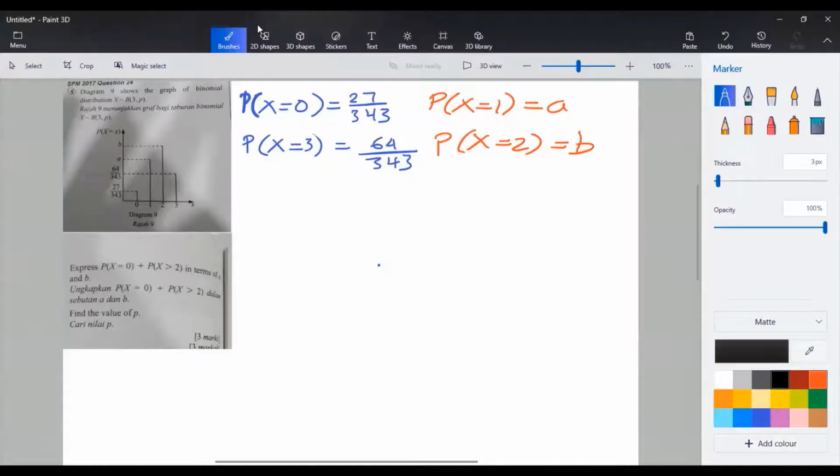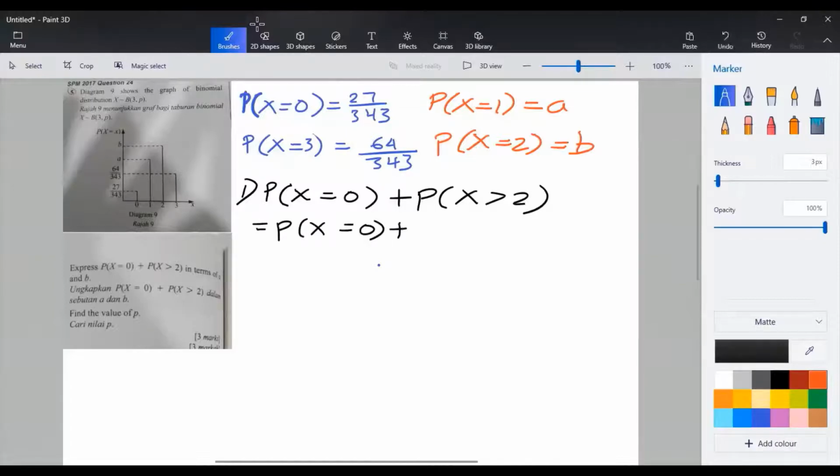Let me change color. So for part 1 here, you have the probability of x equals 0 plus the probability of x more than 2. So that means, based on what we have learned, the probability of x equals 0 plus the probability of x equals 3, correct? So this one in terms of a and b means 1 minus these 2, isn't it?